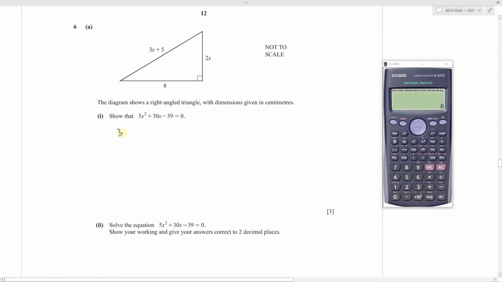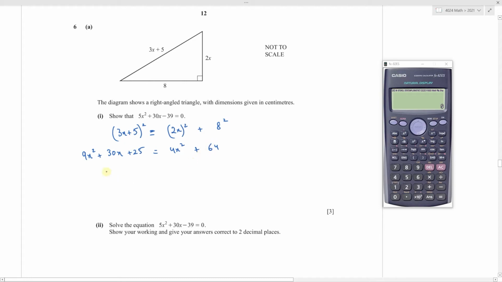So hypotenuse (3x + 5) square should equal (2x) whole square plus 8 square. Now if I open this bracket using the formula a square plus 2ab plus b square, this will be 9x square plus 30x. 2 times 3 is 6, 6 times 5 is 30. So 30x plus 25 equals 4x square plus 64.